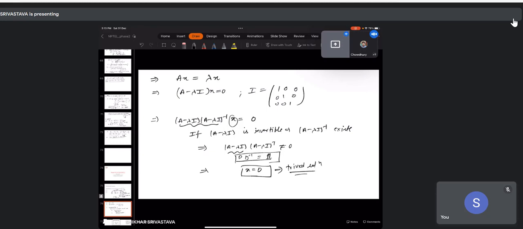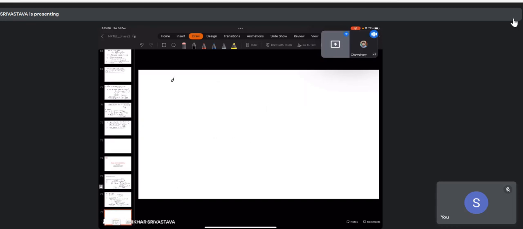but we do not require the trivial solution because it is just obvious that X equal to 0 will mean that this equation is satisfied. So in order to have non-trivial solutions, the condition is that your matrix A minus lambda I should be non-invertible, and the condition for that is that the determinant of A minus lambda I should be 0. In order to have a non-invertible matrix, the determinant should be equal to 0.